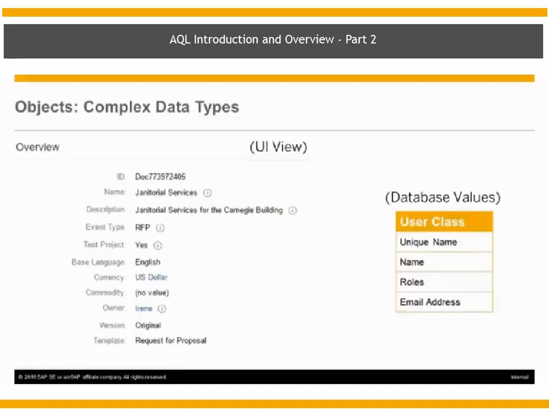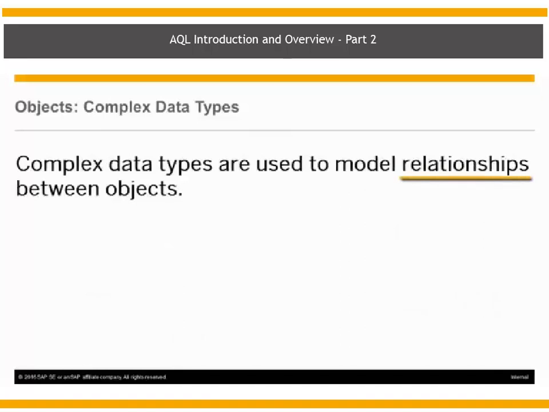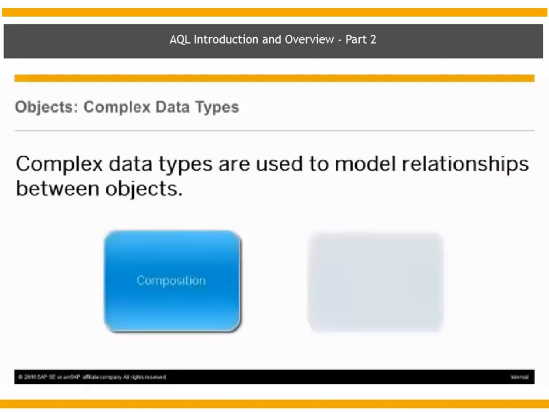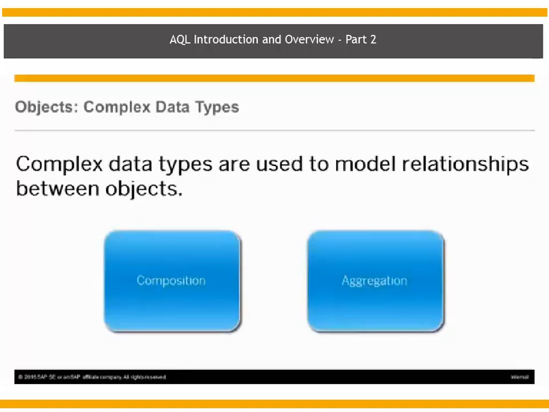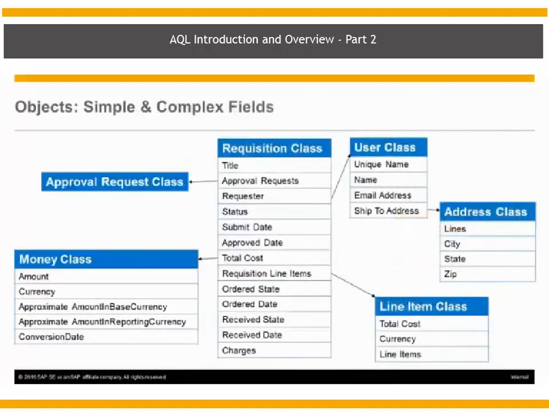Complex data types are used to model relationships between objects. In Java, the process of storing objects of one class in the field of a different class is called composition or aggregation. Now, let's take a look at this from a higher level.